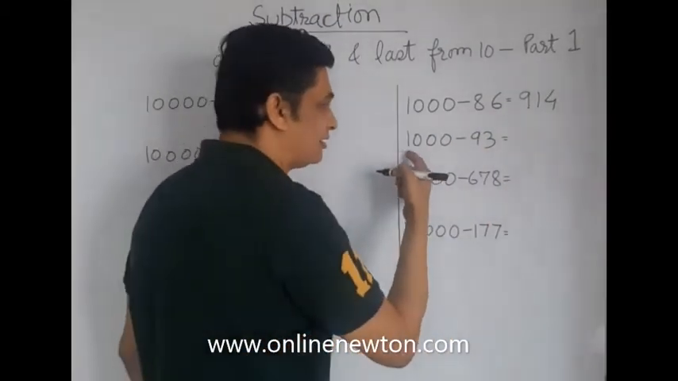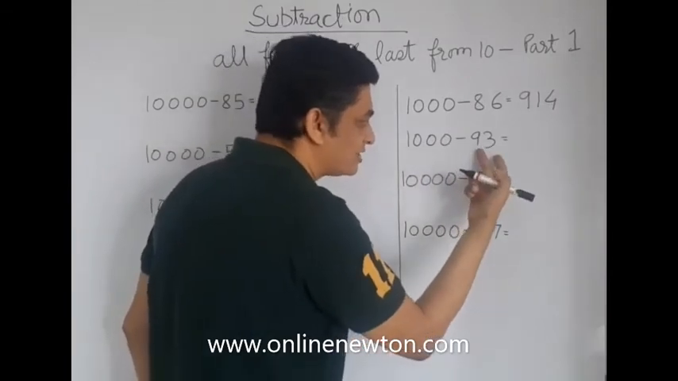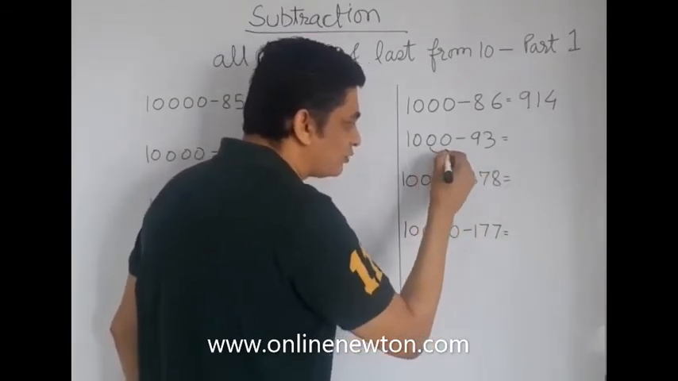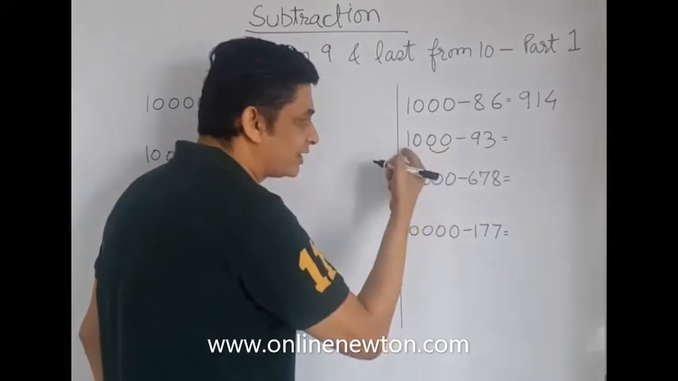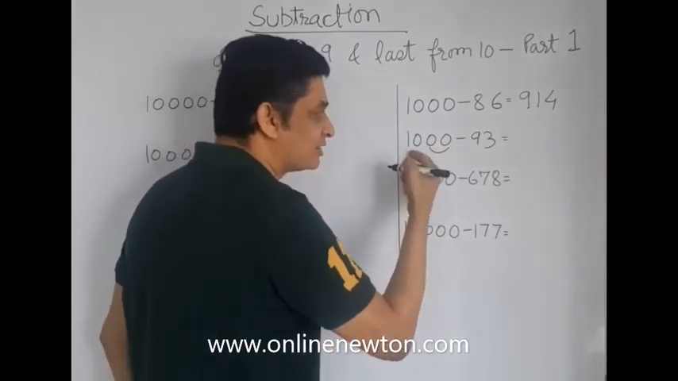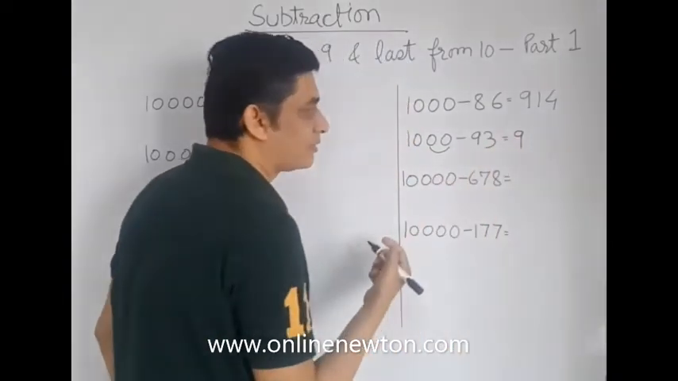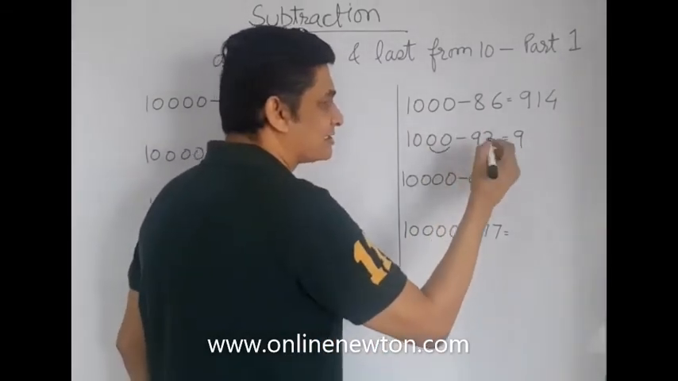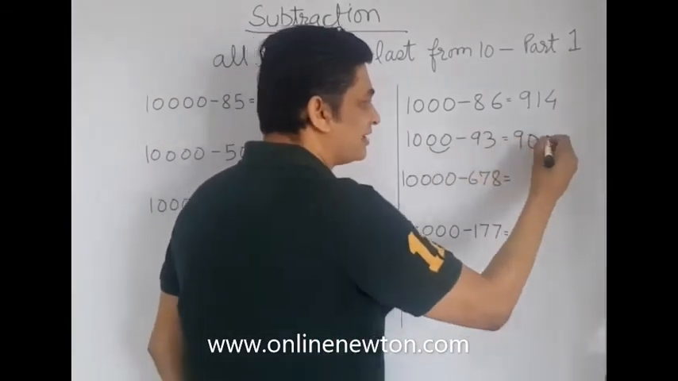One more example. 1093, there are 2 digits here and 3 zeros. So before these 2 zeros we have 10. We'll reduce this 10 by 1. So this 10 becomes 9. And then 9 minus 9 is 0 and 10 minus 3 is 7.